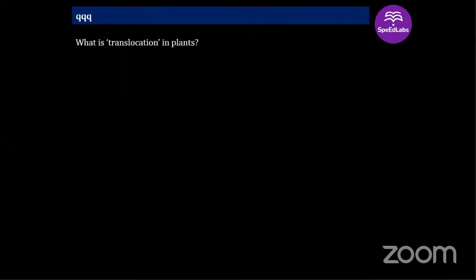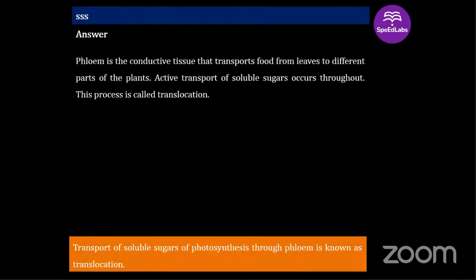All right, next. What is translocation in plants? How do you define translocation? Translocation is the process of transport of plant food from the leaf to all the parts of the plant. Right. So transport of soluble sugars of photosynthesis through phloem is termed as translocation.